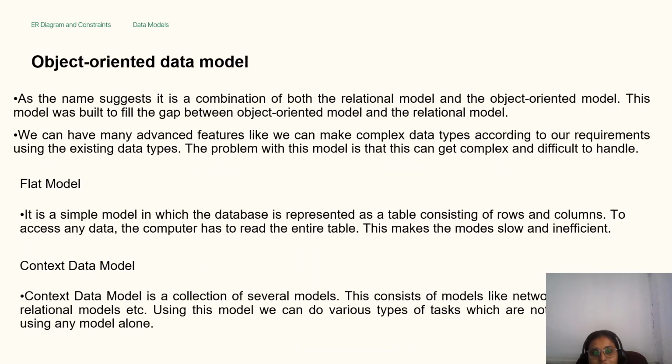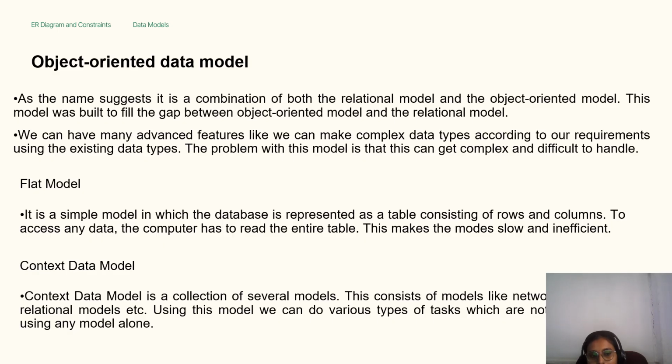As the name suggests, the object relational model is the combination of both the relational model and the object oriented model. This model was built to fill the gap between the object oriented model and the relational model. We can have many advanced features, like making complex data types according to our requirement using the existing data types. The problem with the model is that it can get complex and difficult to handle.